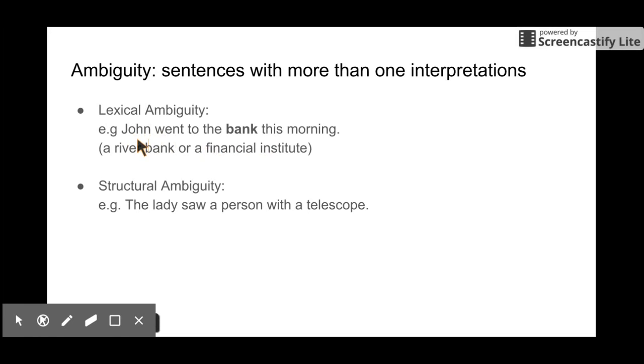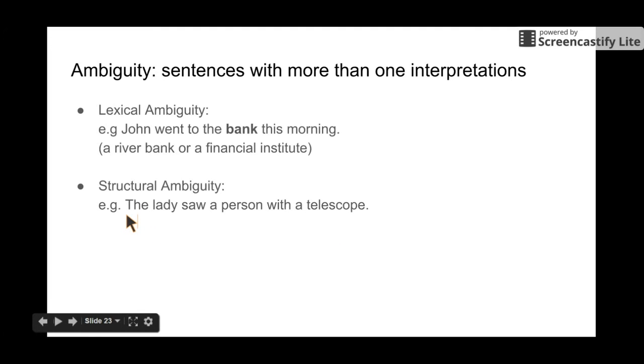So, for example, here we have John went to the bank this morning. This sentence can have two meanings, right? It can have because of the meaning of bank. Bank can mean a river bank or a financial institute. So this will have two meanings. This is not that interesting. What is really interesting is this one, structural ambiguity, which means that a single sentence can have different structures. So we have different interpretations.